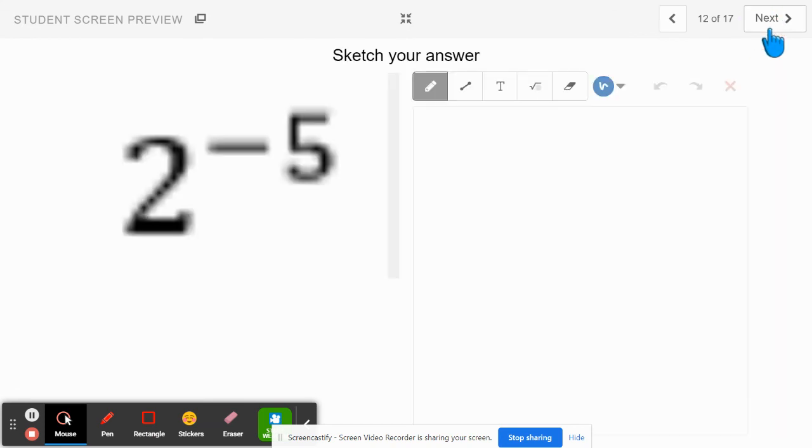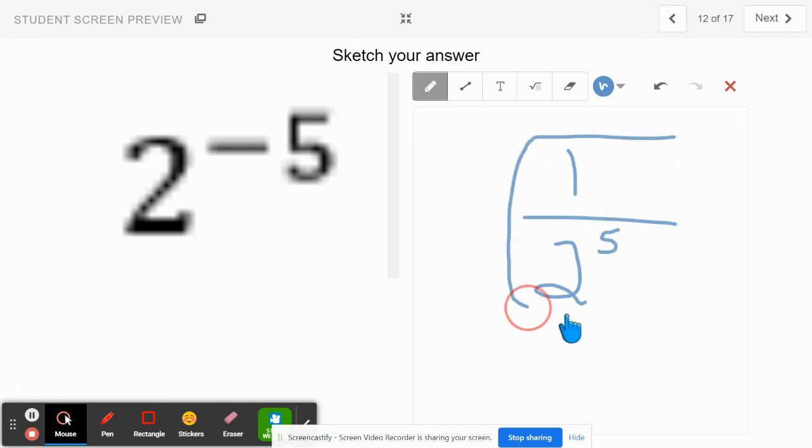We're getting to the end run here. Let's go. Keep it going. Sketch your answer. All right. So what's this going to look like? I know it's a little blurry. It's not your eyes, it's the copy of the image. What's your answer going to be here? Take your time. Use your flip book. All right. 1 over 2 to the 5th. 1 over 2 to the 5th. All right.